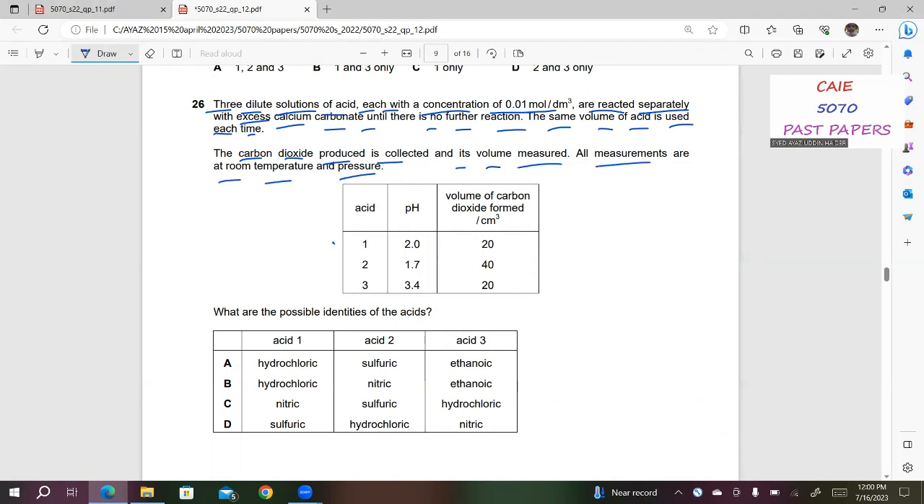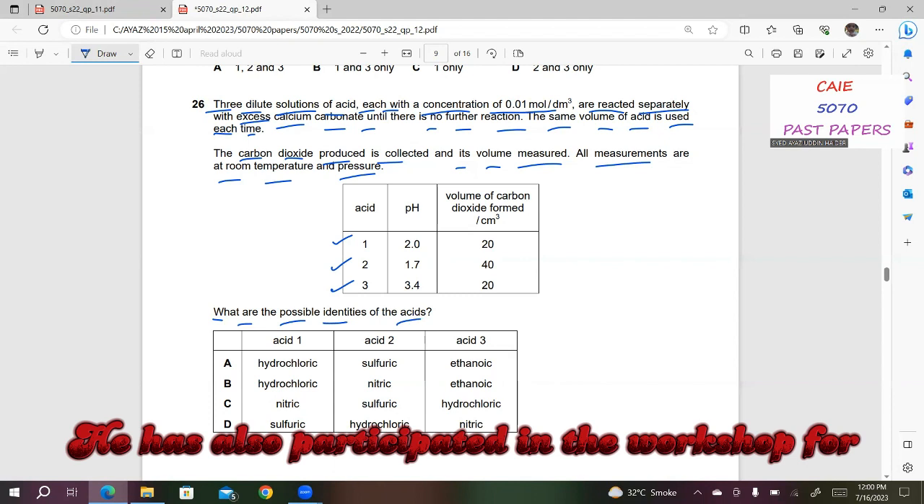So we have acid number 1, acid number 2, acid number 3. pH is provided. pH is 2, 1.7 and 3.4. The volume of carbon dioxide formed for acids 1 and 3 is the same, but for acid 2, it's different. What are the possible identities of the acids? Look at the choices. In the choices, we have hydrochloric acid, HCl.